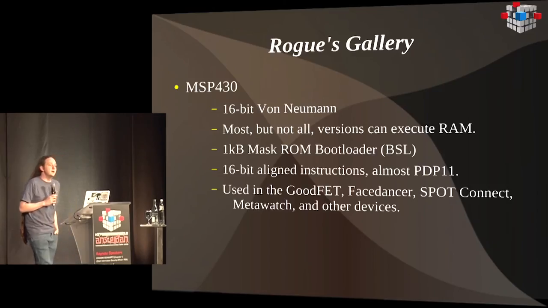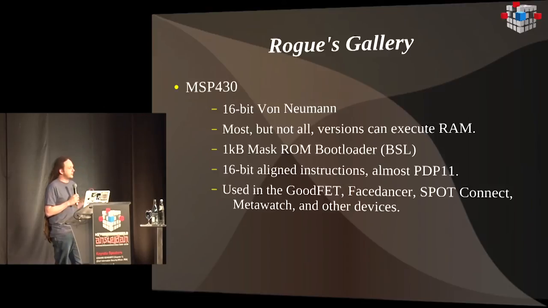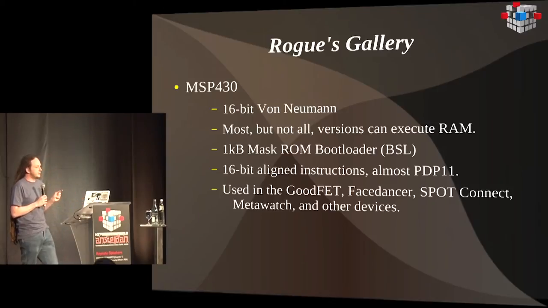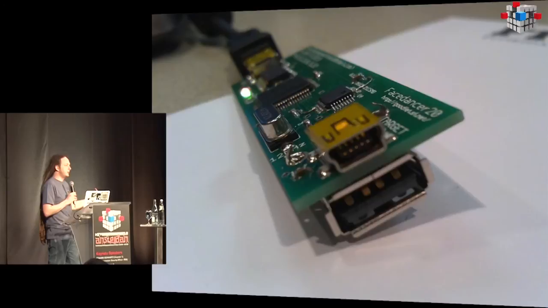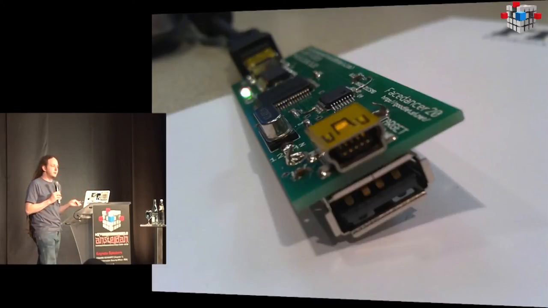The MSP430 is the first architecture that I really got to know. It's kind of like the PDP-11, except that it has more registers and a few features removed. It has 16-bit aligned instructions with immediate values following them. And it's von Neumann, so you can execute code from RAM. There are security-enhanced versions of this that do not allow you to execute from RAM, and we'll get to those later on.